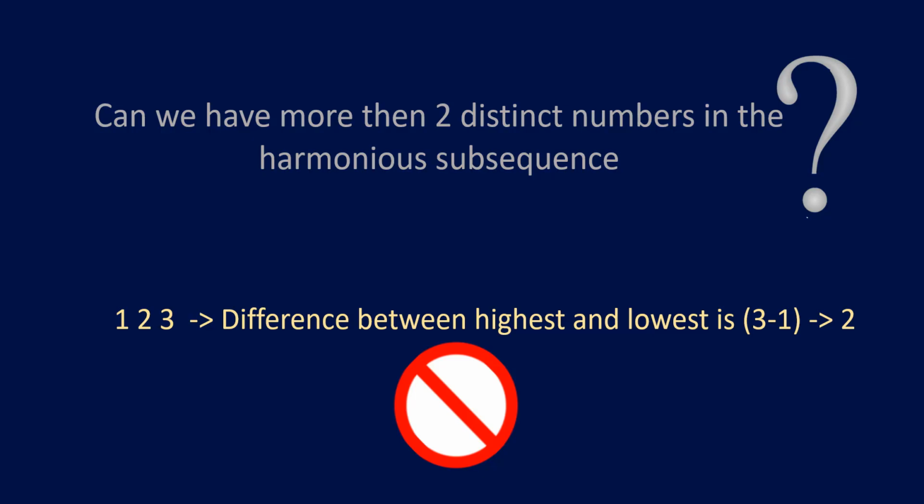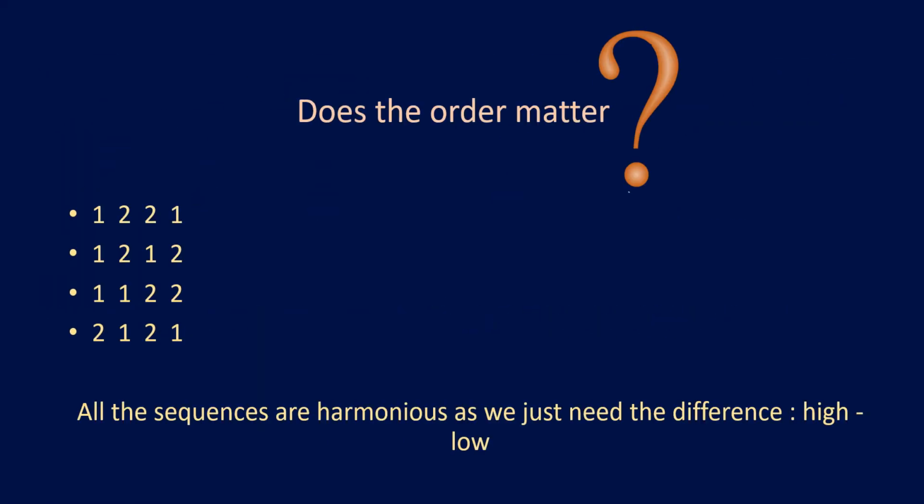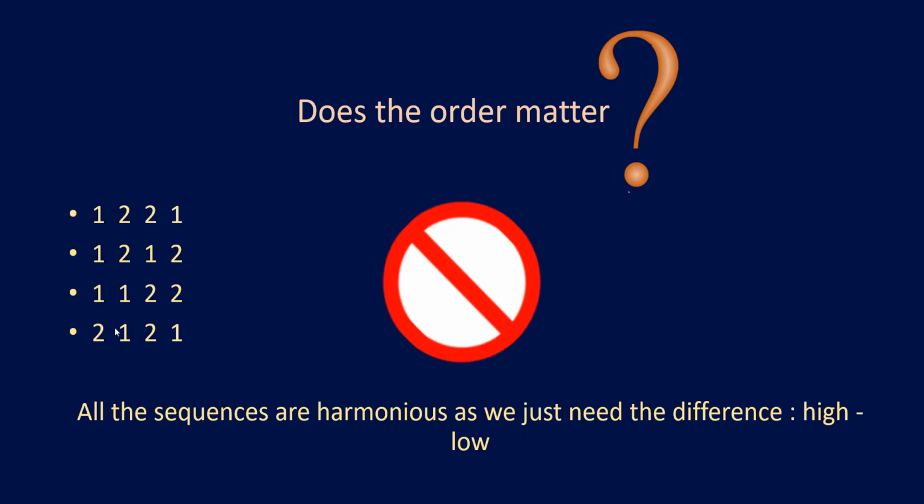Now the second question is, does the order matter? If you see the examples over here, these are all harmonious subsequences as the difference between the highest and the lowest in all of these arrays is 1. So we can say that no, the order doesn't matter. All we need is the difference, that is high minus low, that should be exactly 1.